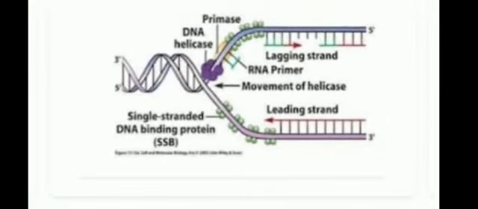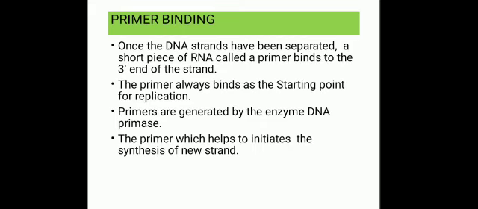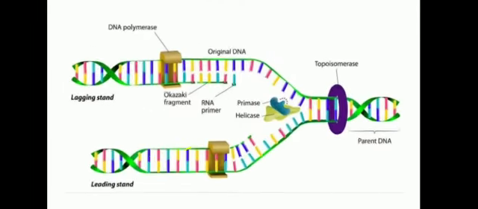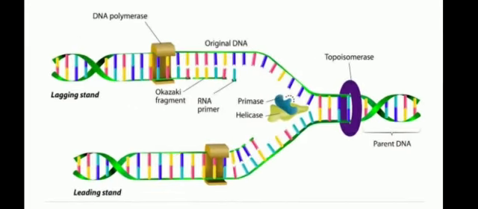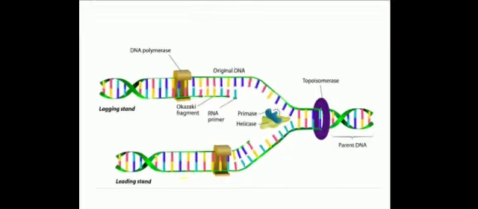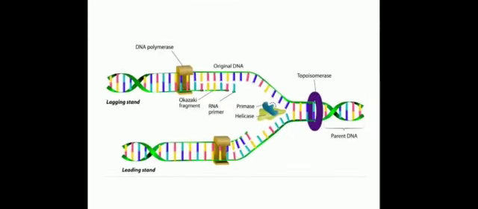Next, primer binding. Once the DNA strand has been separated, a short piece of RNA called a primer binds to the 3' end of the strand. The primer always binds at the starting point for replication. Primers are generated by the enzyme DNA primase, and the primer helps to initiate the synthesis of a new strand. Here you can observe that the RNA primer is attached and initiates the formation of a new strand. It is the initiating primer to synthesize the new strand.